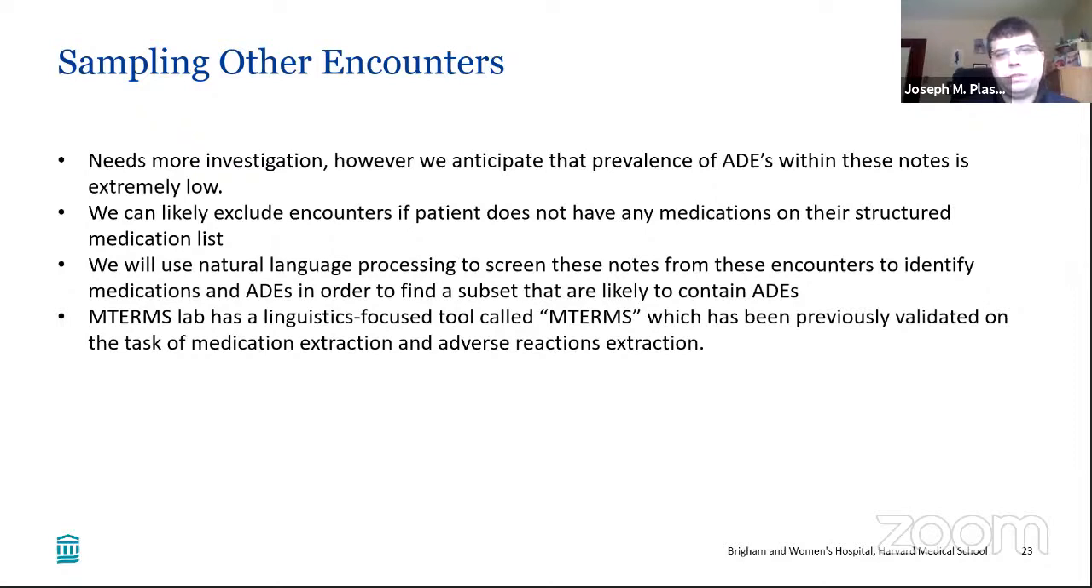However, we anticipate that the prevalence of ADEs within these notes is extremely low, and we can likely exclude encounters if a patient does not have any medications on their structured medication list. We'll use natural language processing to screen the notes from these encounters to identify medications and adverse reactions in order to find a subset that are likely to contain adverse drug events. So the MTERMS lab has a linguistics-focused tool called MTERMS, which has been previously validated on the task of medication extraction and adverse reactions extraction. And so we will use that tool to try to pre-annotate and pre-screen this set of notes.